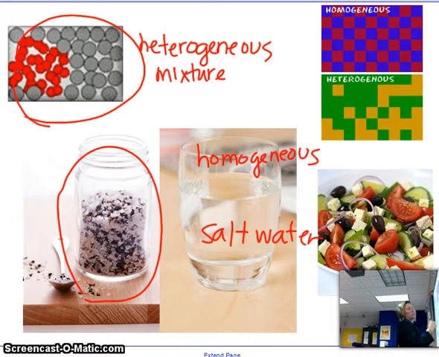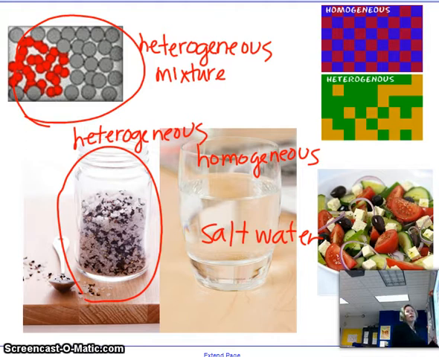All solutions, like salt water, are homogeneous, and this is heterogeneous. And then I have my favorite meal ever. This looks like some salad and with some great mozzarella cheese and fresh tomatoes. I'm kind of hungry. And this is obviously heterogeneous as well. You obviously can see different parts of this mixture.